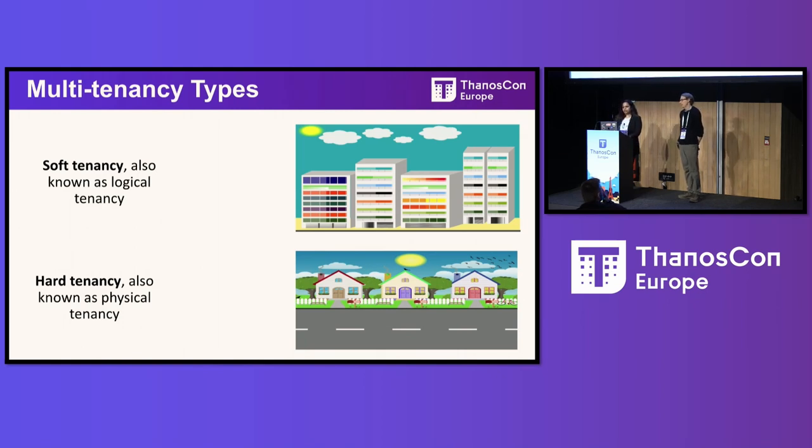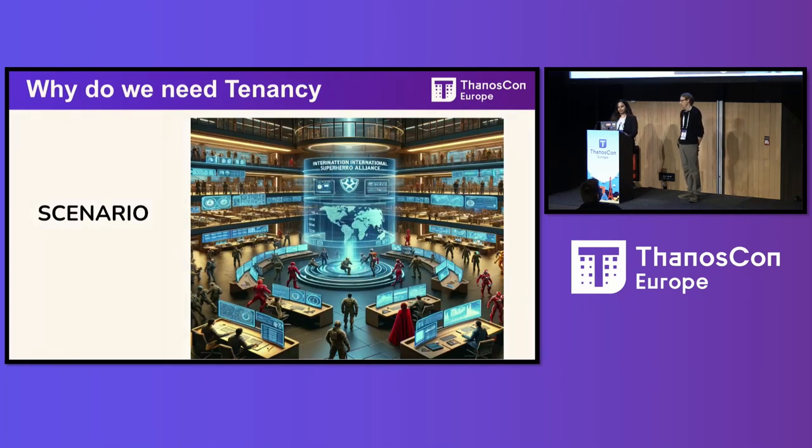So now that we know what multi-tenancy is, we need to understand why we need tenancy. So a disclaimer: any resemblance to real life is purely coincidental, and we hope we do not offend any DC or Marvel fans. Otherwise, you can sue ChatGPT for that.